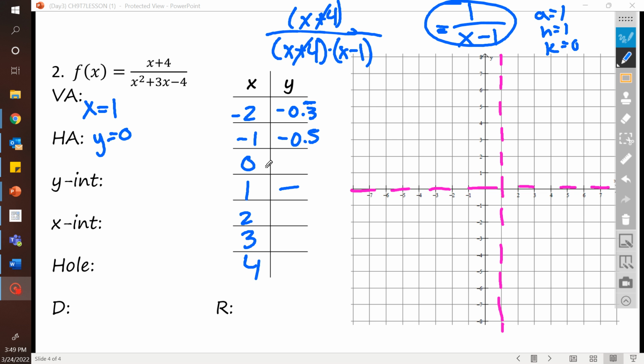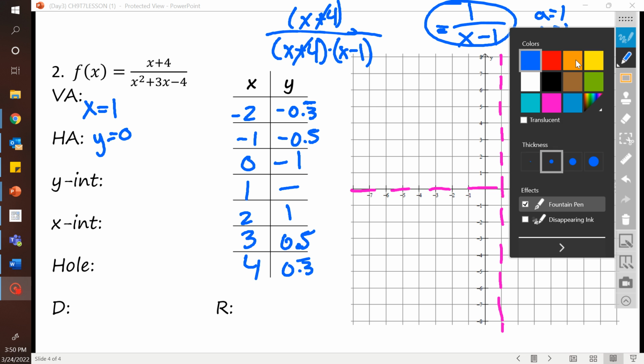Plug in 0: 0 minus 1, 1 over -1 is -1. Plug in 2, 1 over 2 minus 1, so 1 over 1. Plug in 3, 1 over 2, which is 1/2. Plug in 4, which is 1 over 3, which is 1/3.